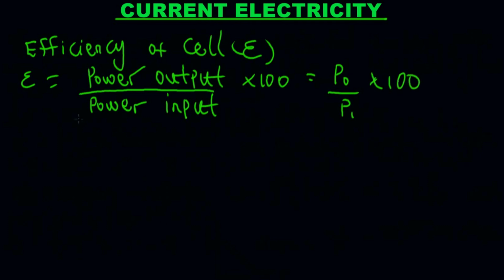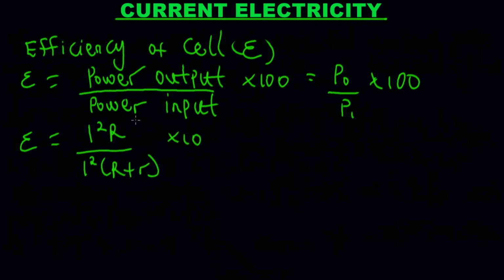Good. Now, what is our power output and what is our power input? Now, this power output is given as I square R. The power input is given as I square, R plus your internal resistance, times 100. Now, what did you notice? You see, since we have I square on both sides, we could cancel this I raised to the power of 2, and we'll be left with what? R over R plus r times 100.